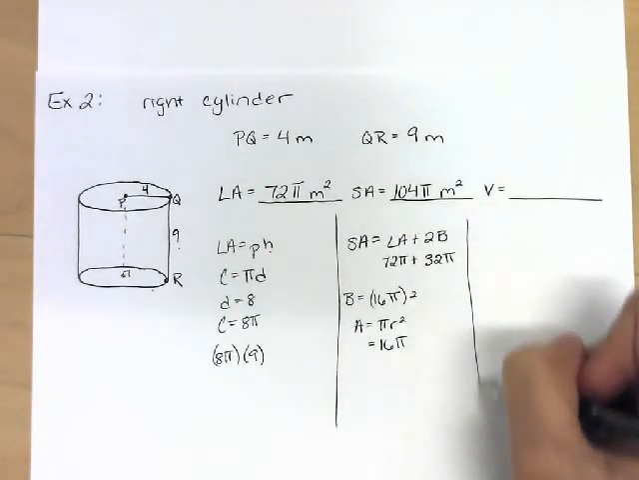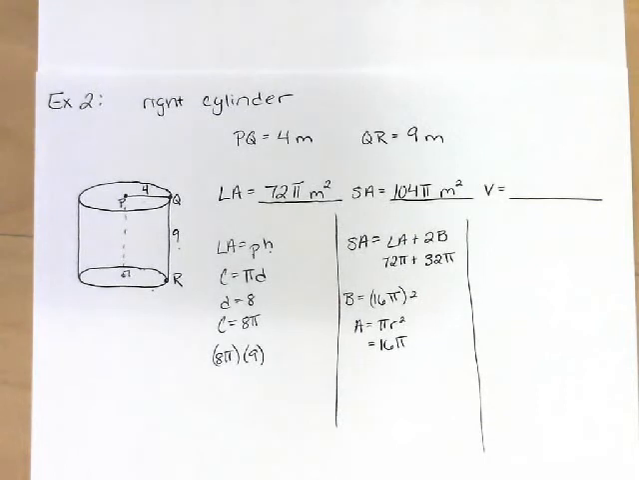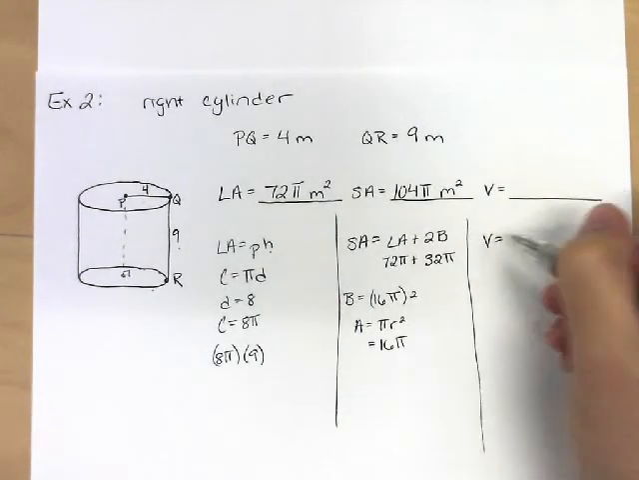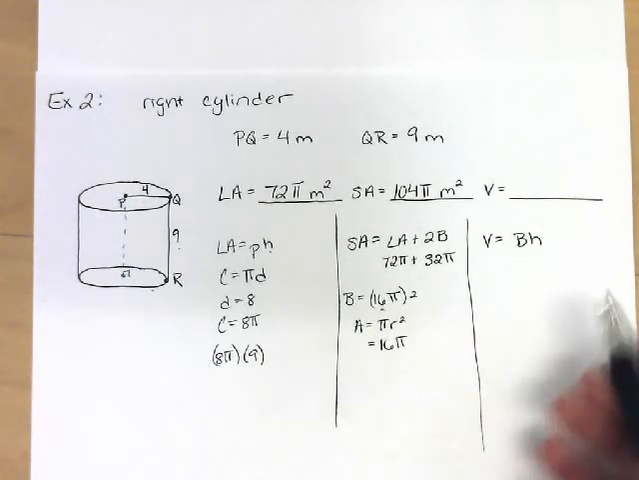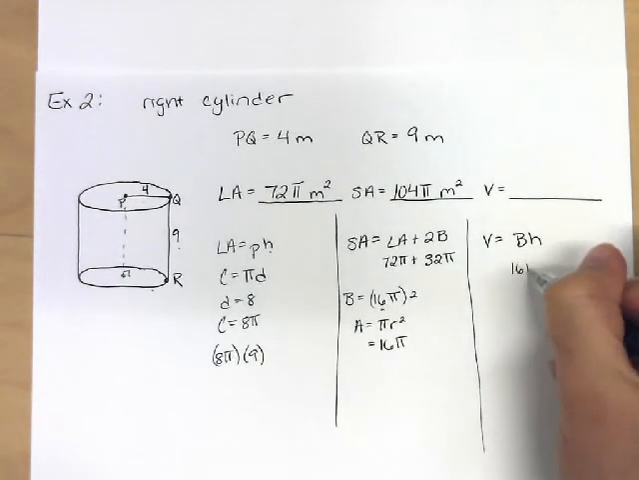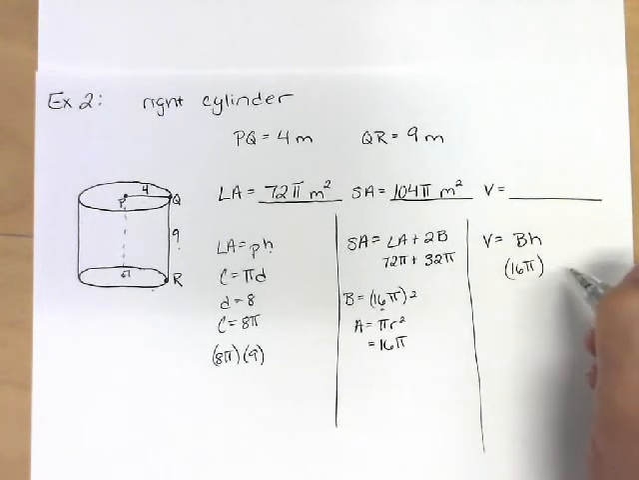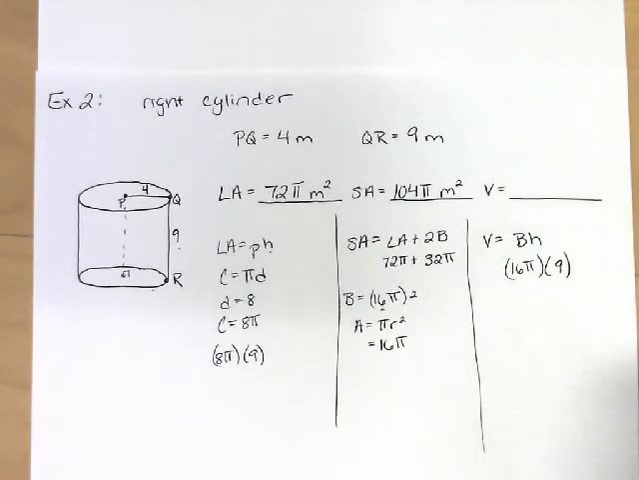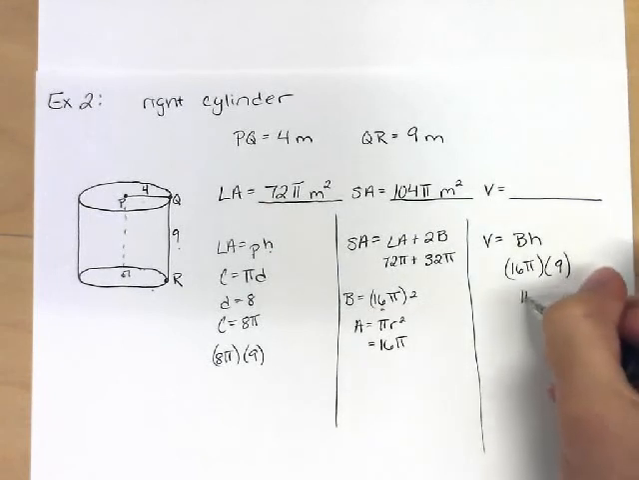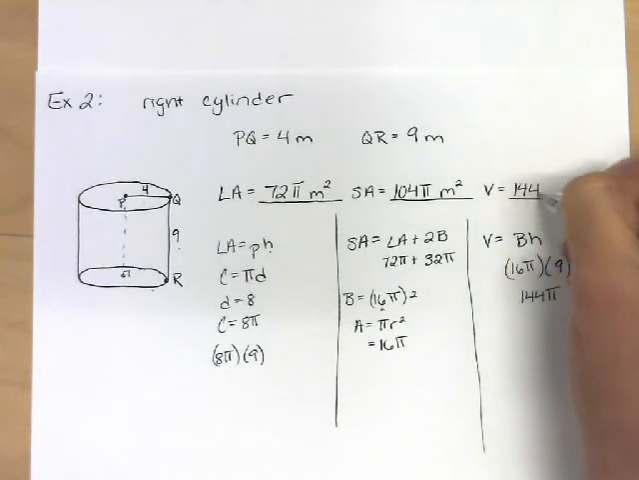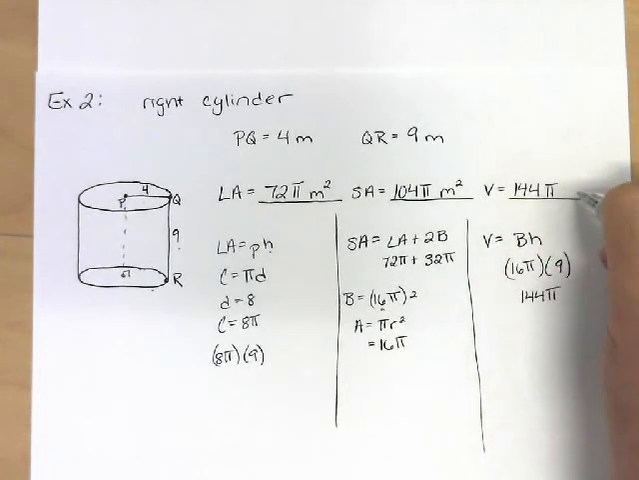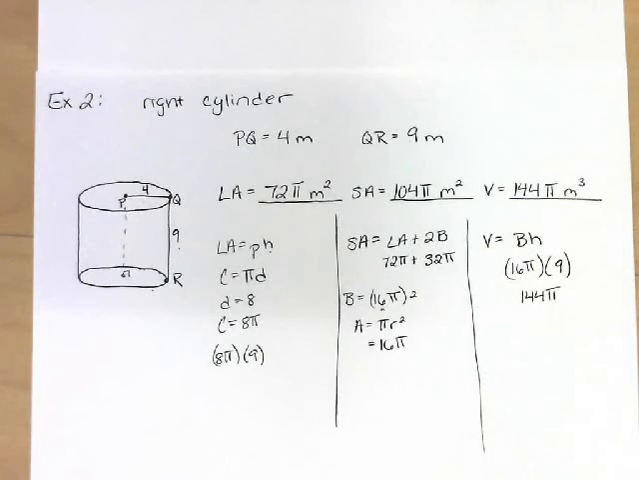And then finally, the volume, just the area of the base times the height. Area of a base we just found was 16 pi, times the height, which is 9, that was given to us. This is 144 pi for the volume. And remember, volume is in cubic units, so this is meters cubed. And that's volume, surface area, and lateral area.